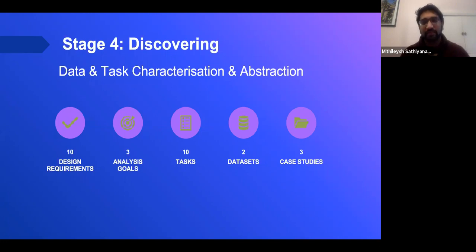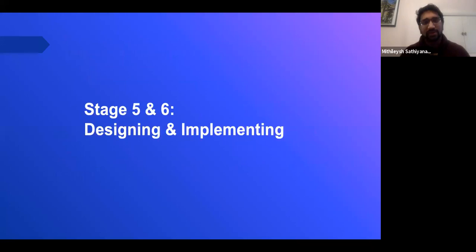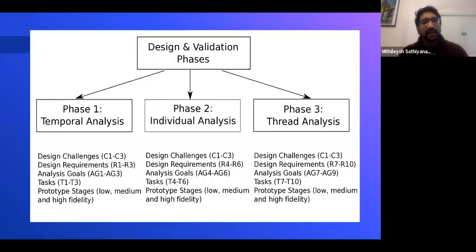Once everything is set up, then it's all about diving into the designing. So stages 5 and 6 are all about designing and implementing. As I mentioned earlier, we started classifying into 3 types. Phase 1, we call temporal analysis. Phase 2, we call individual analysis, and phase 3, thread analysis. We started building solutions focusing only on the temporal features as phase 1. At a later stage, we try to merge all 3 things, which forms a complete solution.